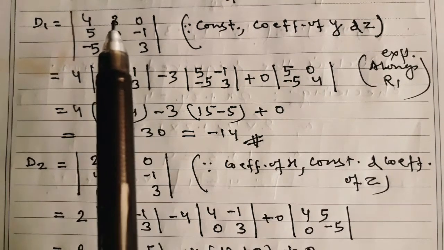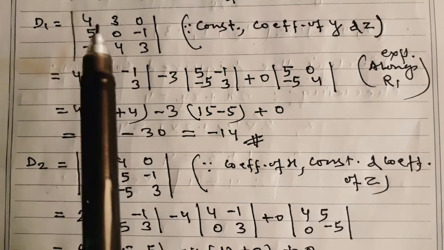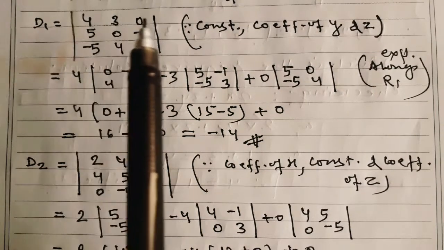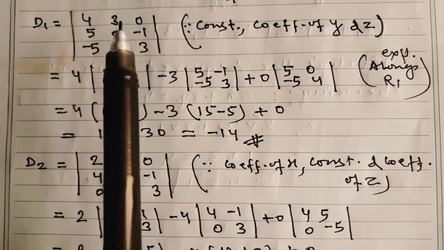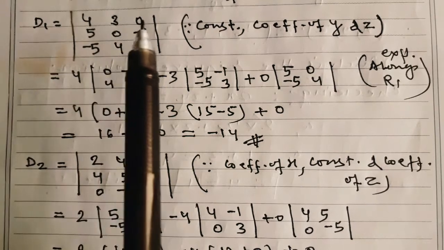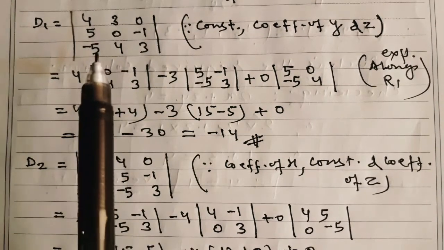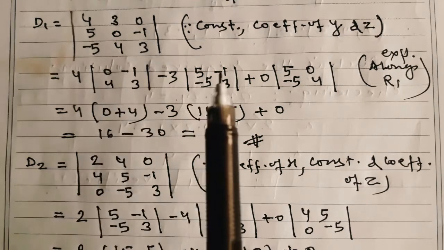Again expanding by taking the second element, minus, we have to take the sign minus for the second element. Now we have to delete the row of the second element and the column of second element. That means we cancel the row of 3 and column of 3. Then the remaining elements are 5 minus 5 minus 1 3.